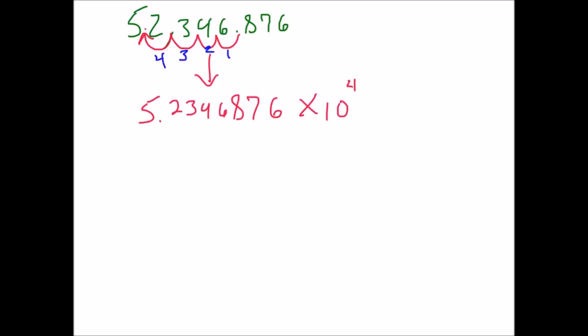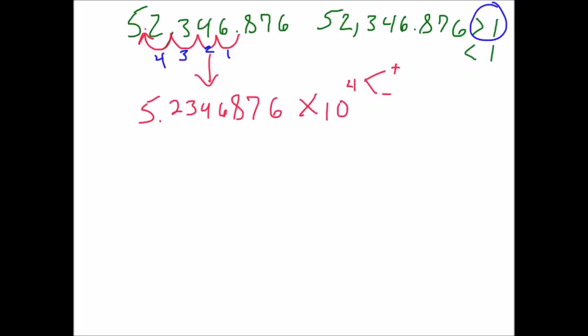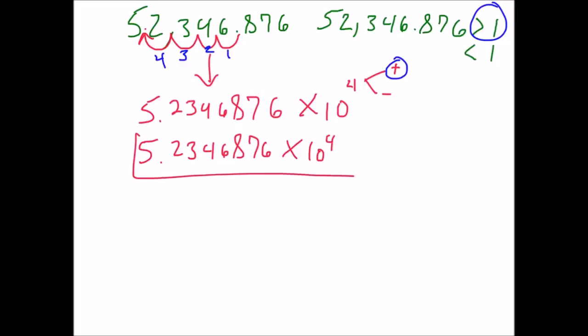Now we have to decide if that 4 is going to be a positive or a negative 4. So we'll look at that original number again. I'll put it over here so it's kind of cleaned up a little bit. Is this original number greater than 1, or is it less than 1? Obviously this is greater than 1, which means we're going to have a positive exponent. So our final answer here for this number in scientific notation would be this.